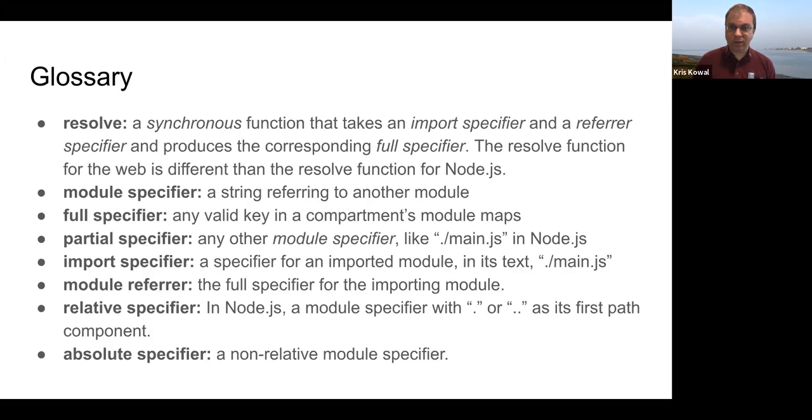resolve is a synchronous function that takes an import specifier and a refer specifier to produce a full specifier, which I get into. And the resolve function is a hook that you can create a compartment with, a dynamic module loading compartment API, that layer of the compartment API, should we get there, would need the constructor to pass a definition of the resolve function. There are potentially an open-ended API, but in practice there will be one resolve function that is suitable for the logical definition of module specifier resolution in node modules, and a different one for the web.